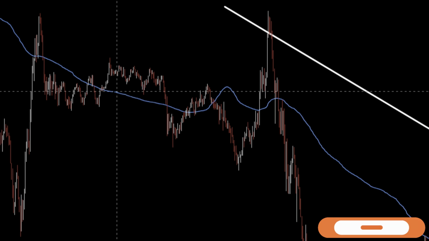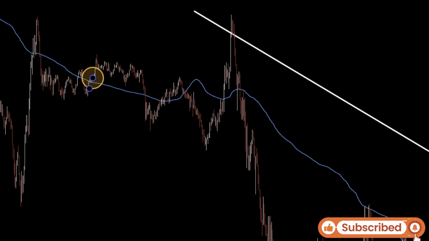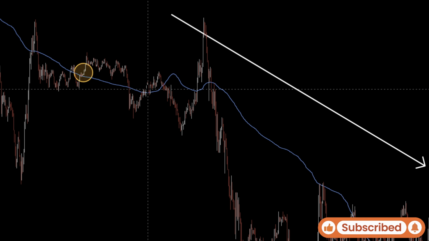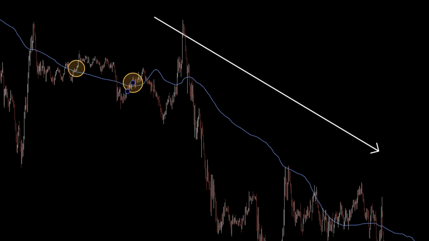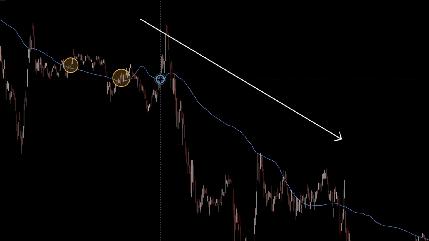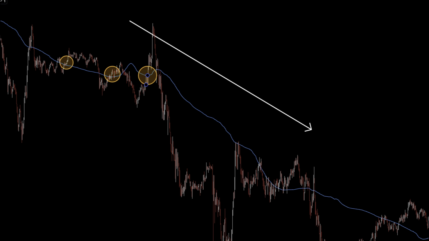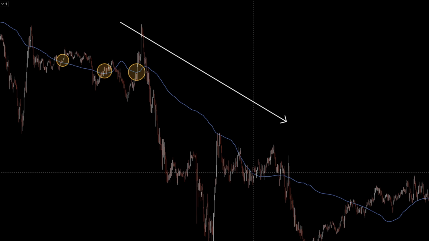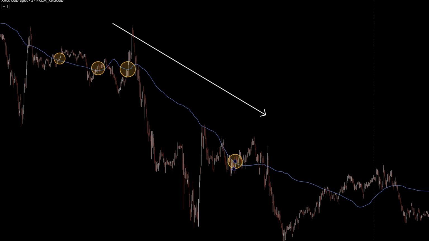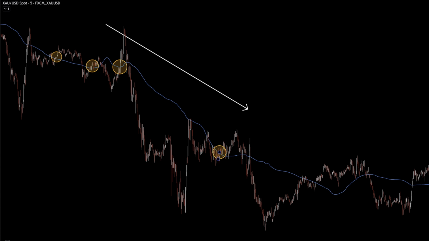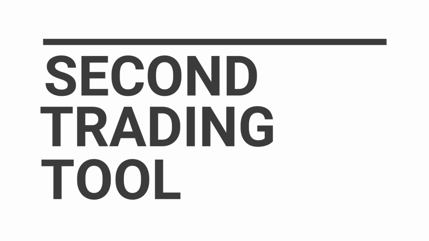This line generates signals. It tells you when price crosses, but it doesn't tell you if you should actually take that trade. And that's the difference between a signal and a setup. A setup is a filtered, confirmed, high probability trade. And to get from signal to setup in this professional trading strategy, we need one more thing.